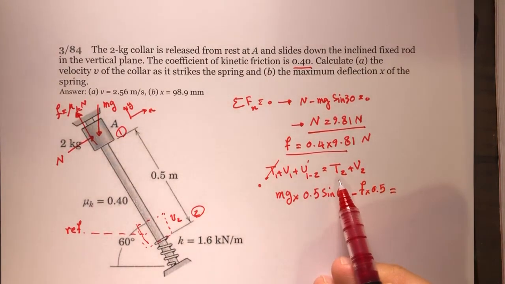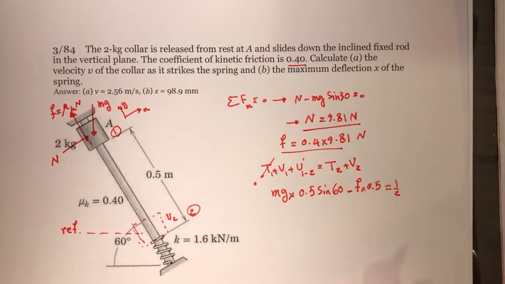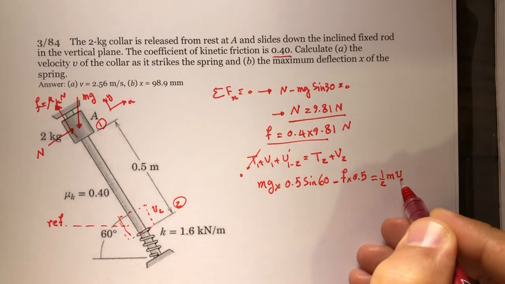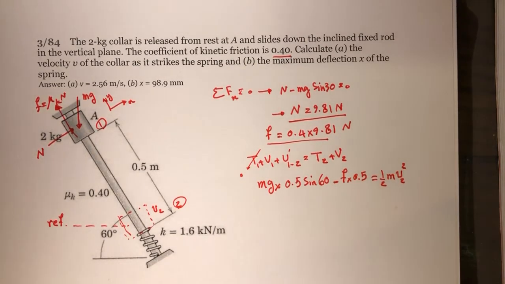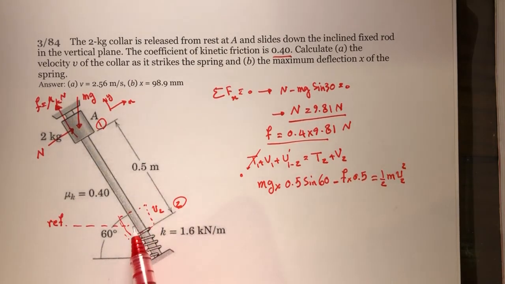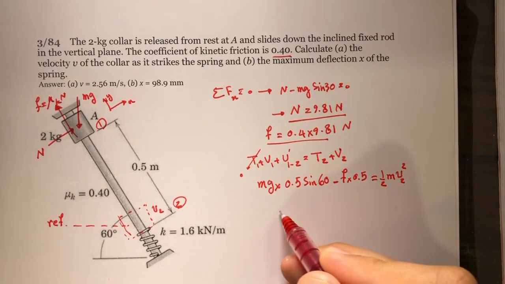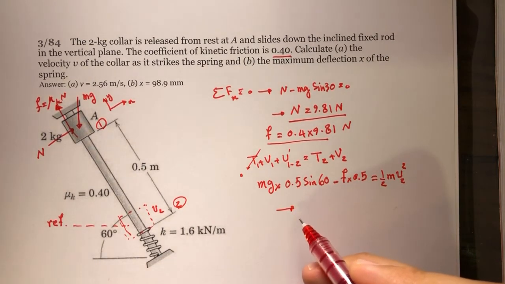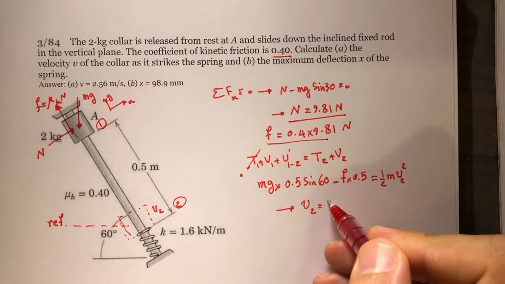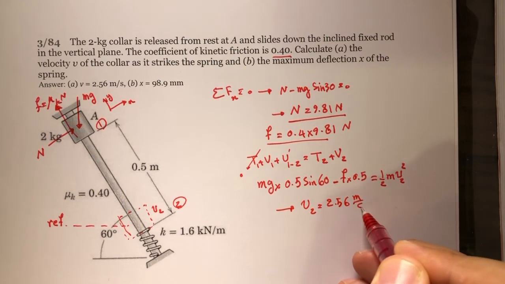It's going to be equal to T2, which is 1/2 m v squared, and m is 2, plus the potential energy, which is 0, because the mass is on the reference line. We know F, we know the mass, so from here we can find the velocity at this point. The velocity is going to be 2.56 meter per second.